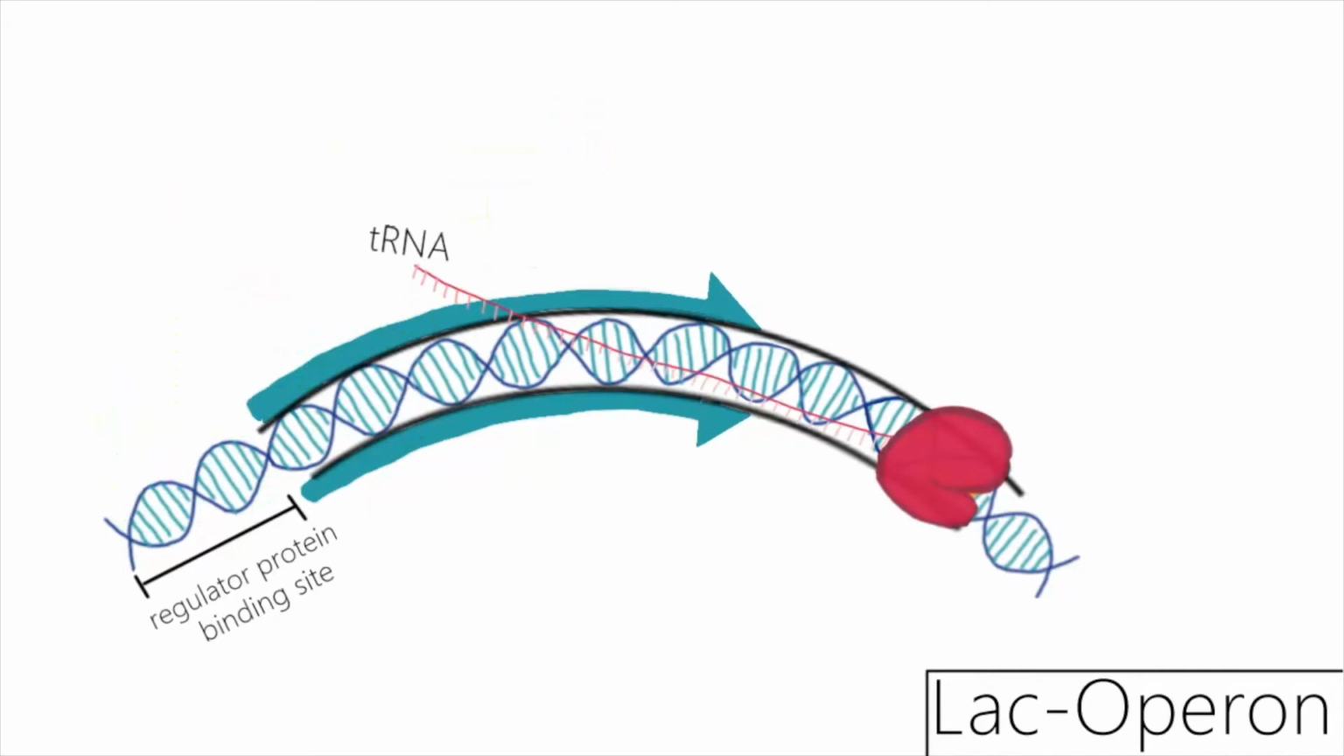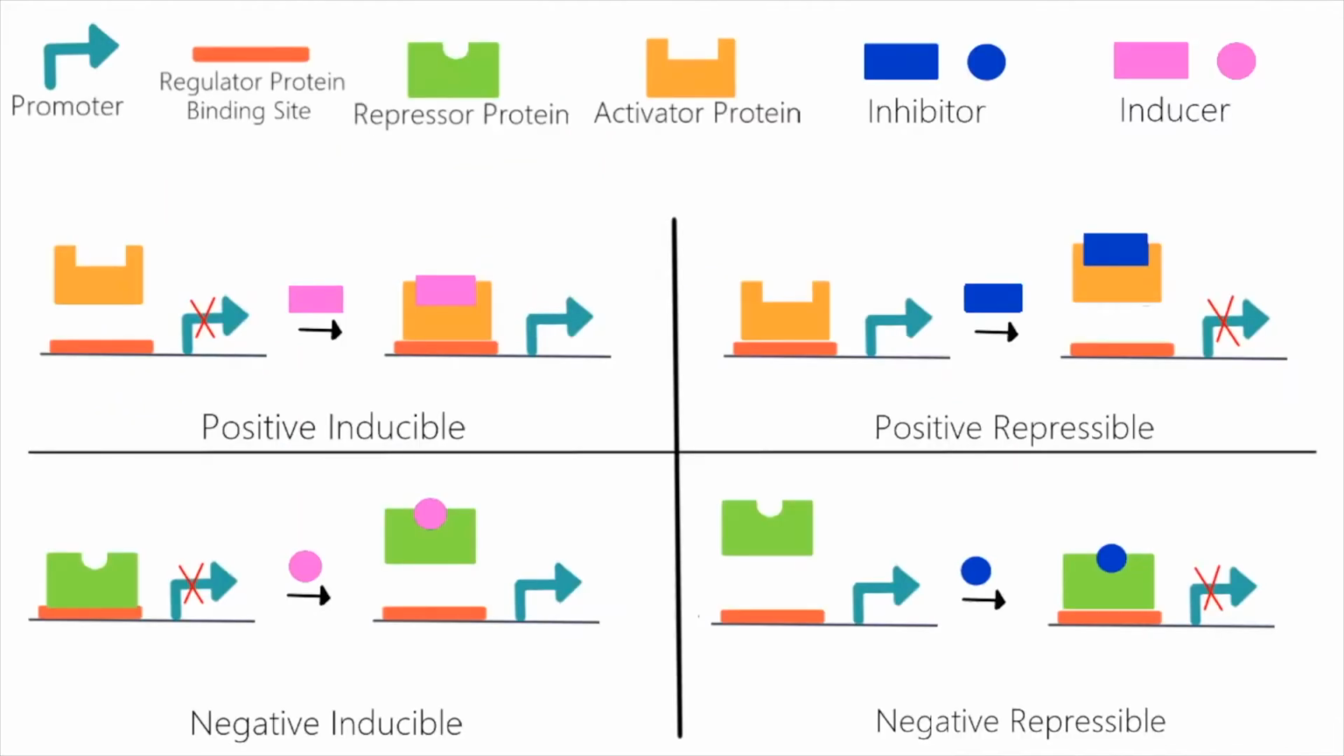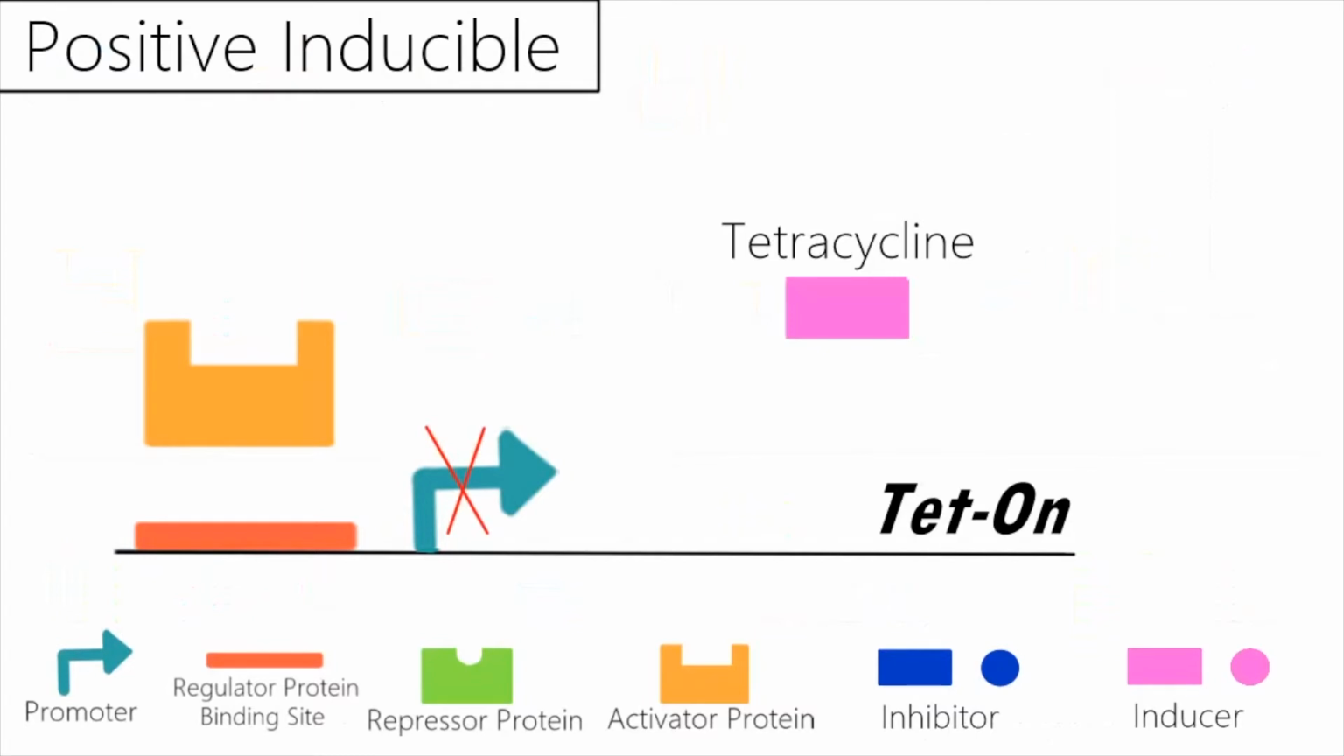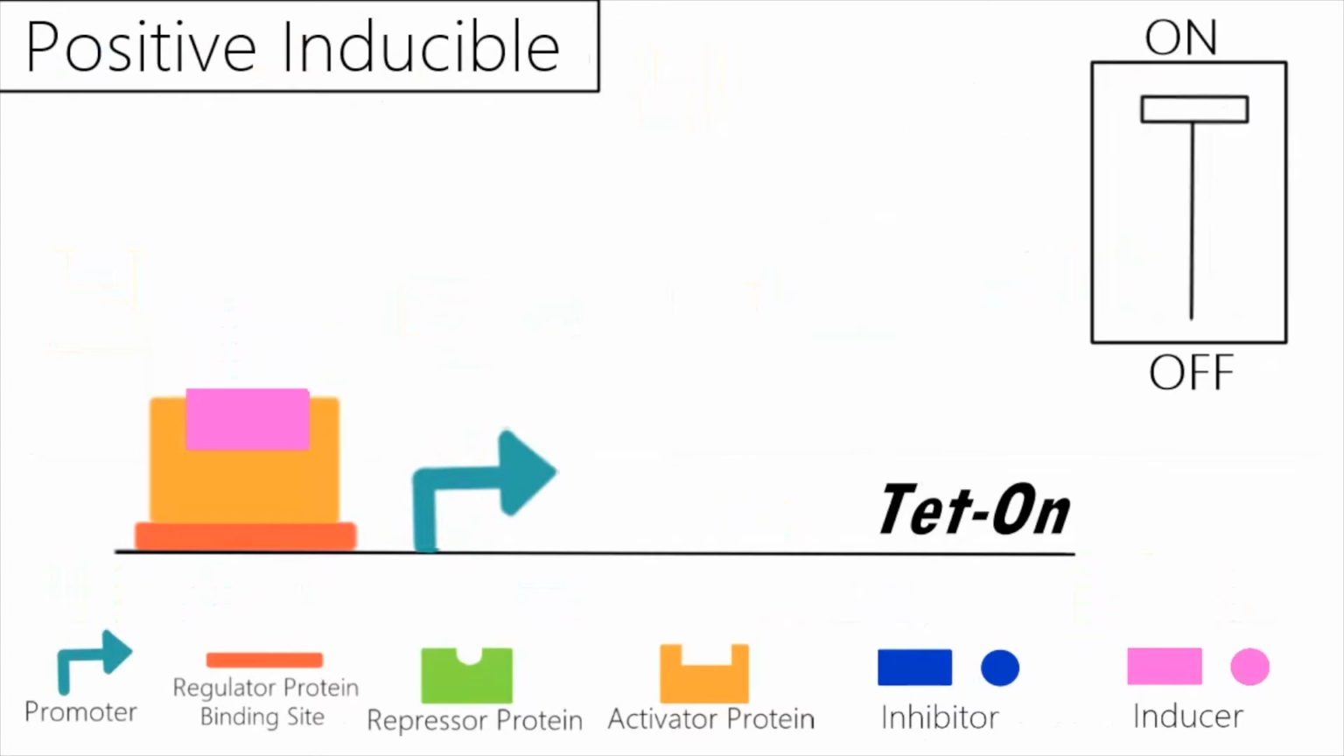Inducible promoters can be activated by 4 different kinds of control: positive inducible, positive repressible, negative inducible, and negative repressible. In positive inducible control, an activator protein is required to bind to DNA to initiate transcription. However, this activator protein is only able to bind to DNA when an inducer molecule is present. An example of this control is the TET-on system. In this system, an activator binds to DNA in the presence of tetracycline, starting transcription.